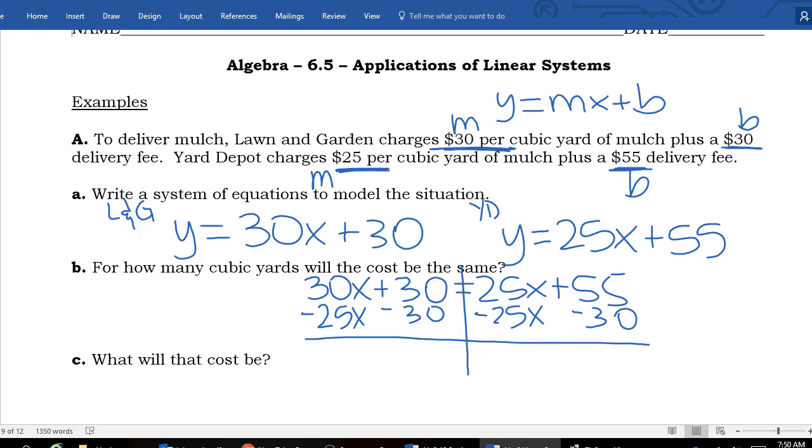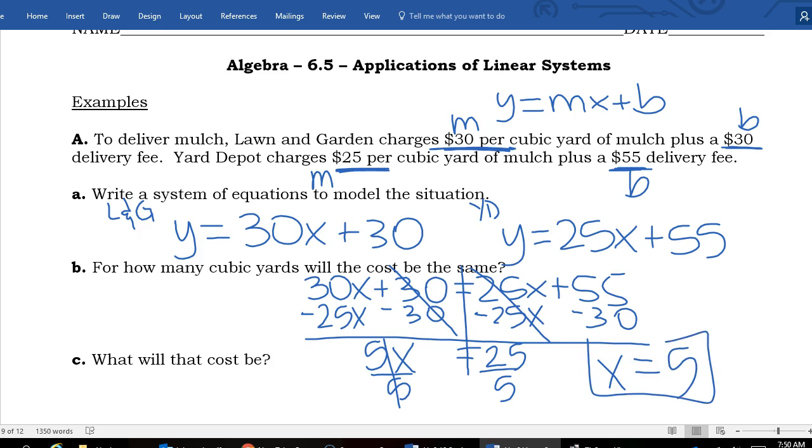And 30x minus 25x gives me 5x. The 30's are gone. 25x minus 25x, gone. 55 minus 30 is 25. Now I can divide both sides by 5, and that tells me x is 5. So if I were to order 5 cubic yards of mulch, both companies would charge me the exact same rate.